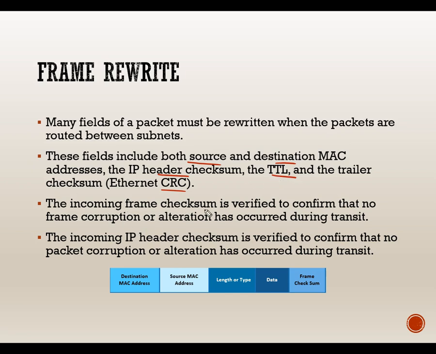The incoming frame checksum is verified to confirm that no frame corruption or alteration has occurred, and then the incoming IP header checksum is verified to confirm that no corruption or alteration has occurred during transit. So it checks it, rewrites the things that have to be rewritten, the TTL, the IP header checksum, CRC, source and destination MAC address to get it from one device to the next device.